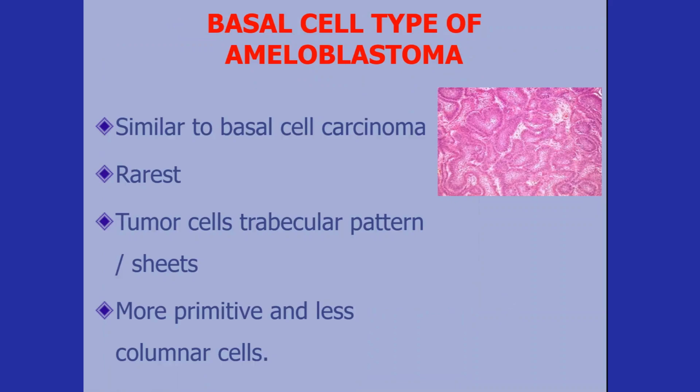Now, basal cell type of ameloblastoma, it is very similar to the basal cell carcinoma. If you see the histopath of basal cell carcinoma and you see that of the basal cell ameloblastoma, they look very similar. It is the rarest of them all. Tumor cells are arranged in trabecular pattern or it could be in sheets. It is more primitive and less columnar cells can be appreciated in this tumor.